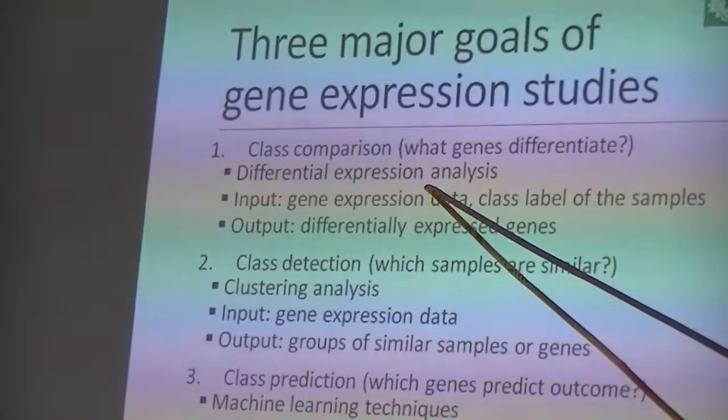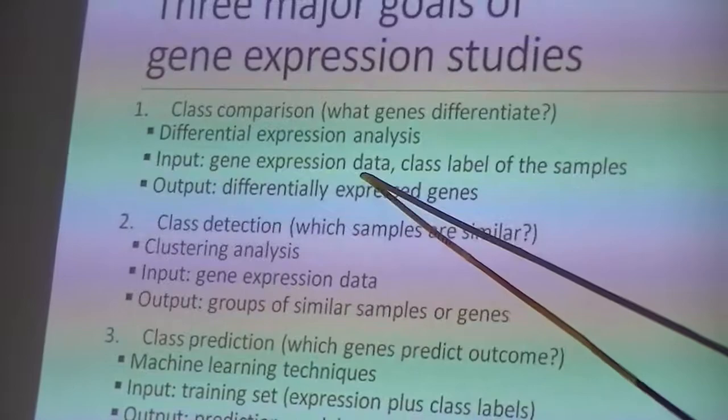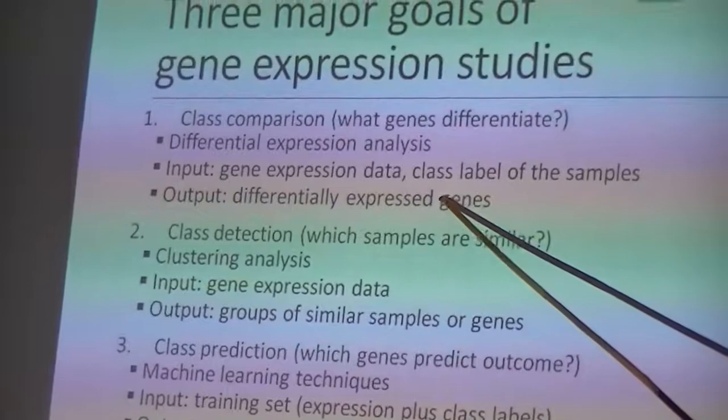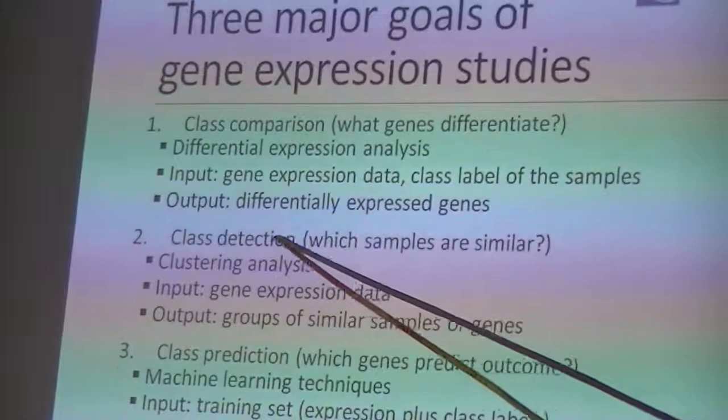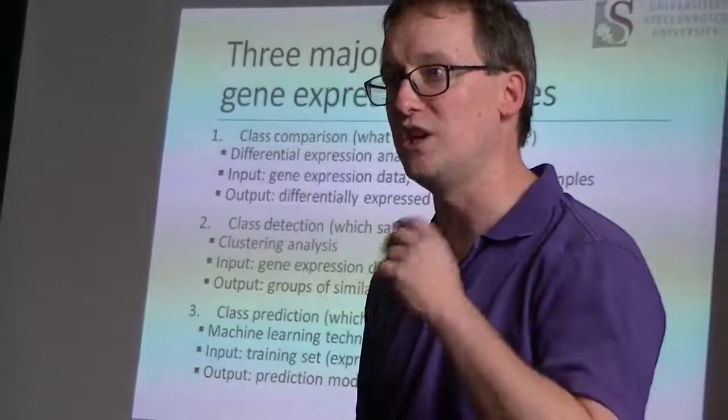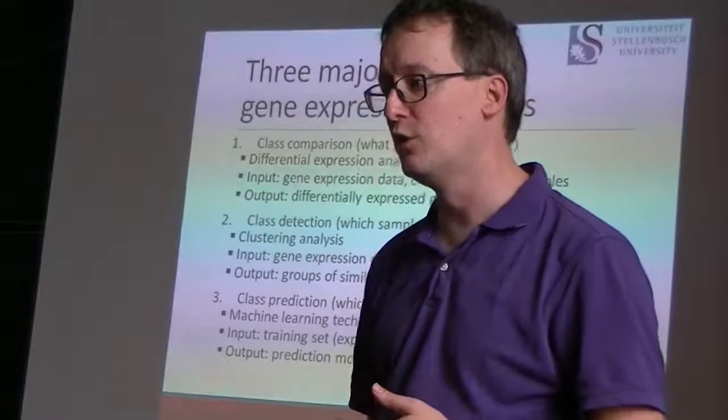We did an example of it earlier today. Our input is the gene expression data, what the microarray has to tell us, and information we provide that says this sample is an example of type A, or this example is of type B. And the output will be a subset of genes that are found to be differential, genes that change in response to the class information we have provided.